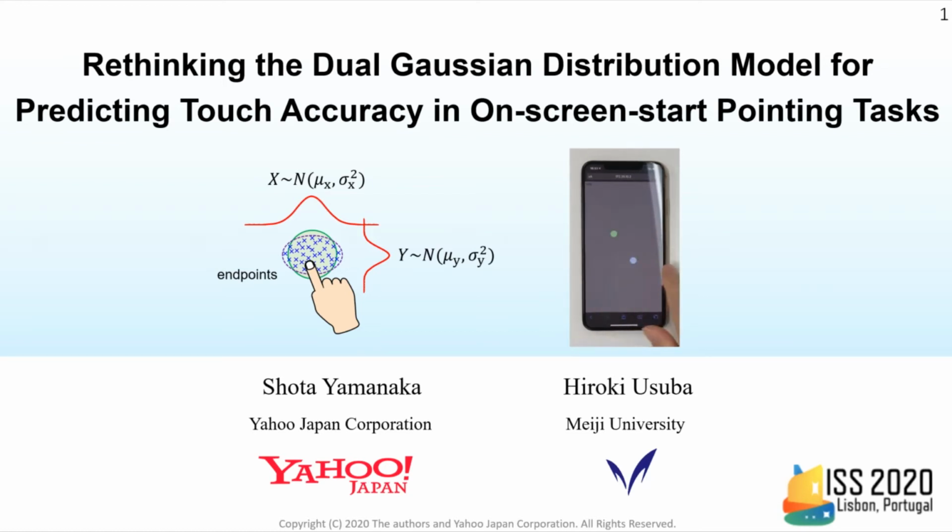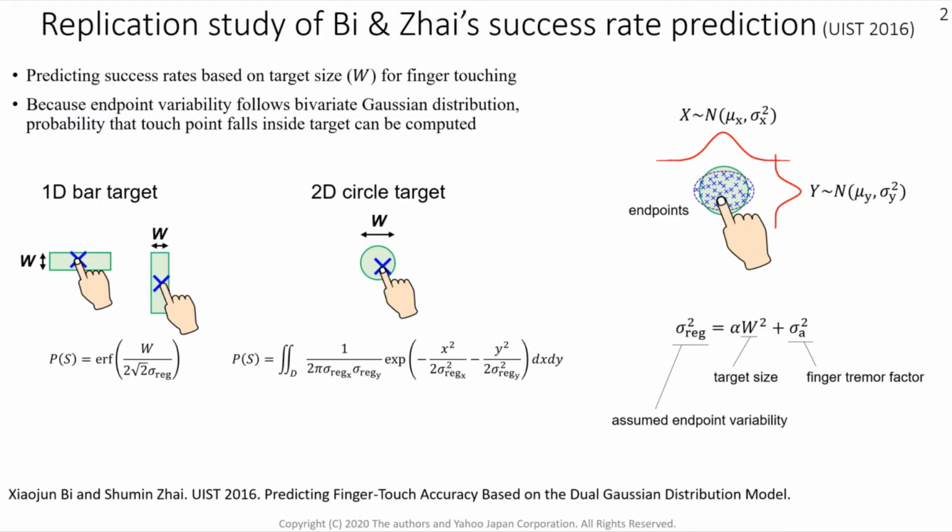In this study, we tested the applicability of the dual Gaussian distribution model in on-screen start pointing tasks. This work is a kind of replication study of this model. The original model was proposed by Bi and Zhai at UIST 4 years ago, that is, predicting the success rates of tapping a target based on the target size W.